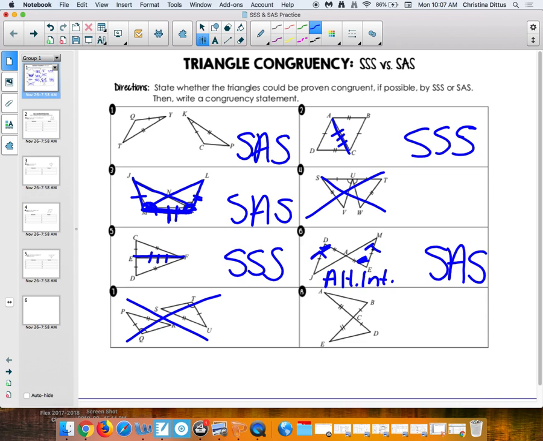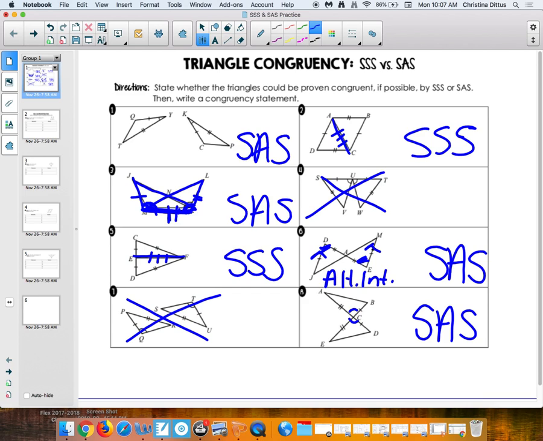8, I have two side pairs, and looking at my picture, what else do I have? Vertical angles. This time, is it helpful that I have vertical angles? Yeah, because now I have what? SAS. Perfect. Okay. Any questions on those? Any at all? No.